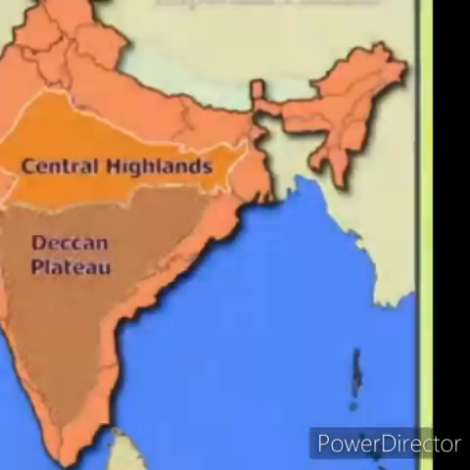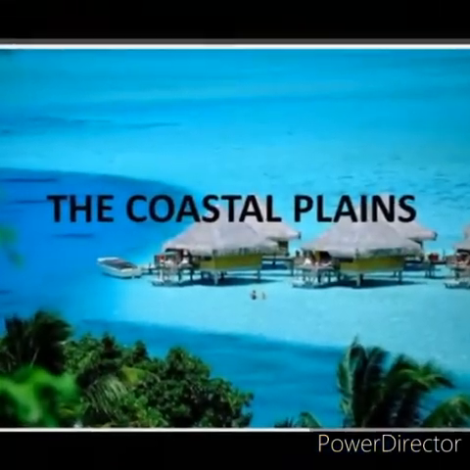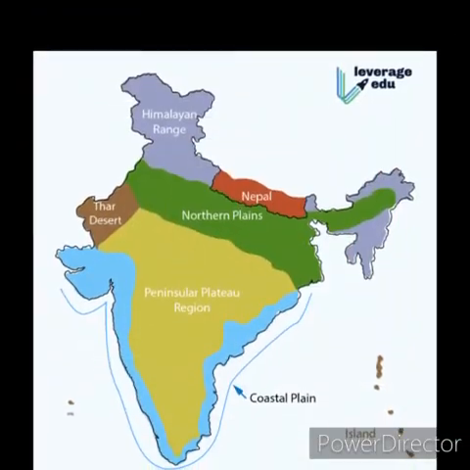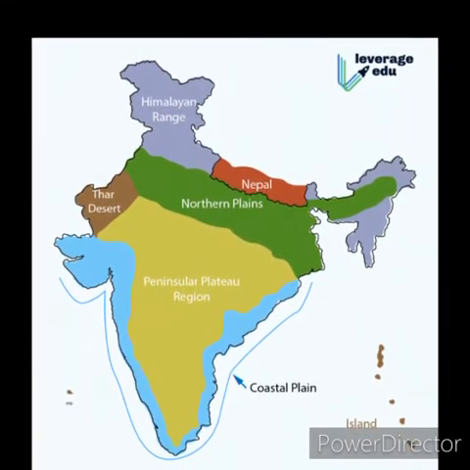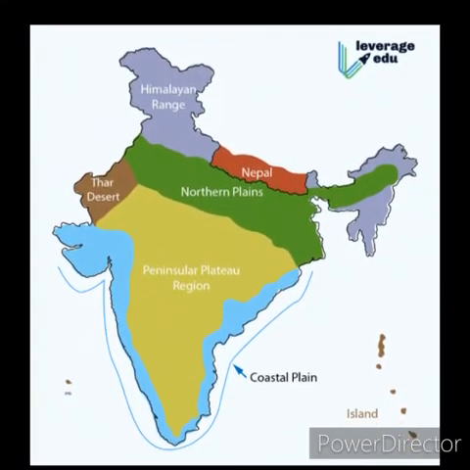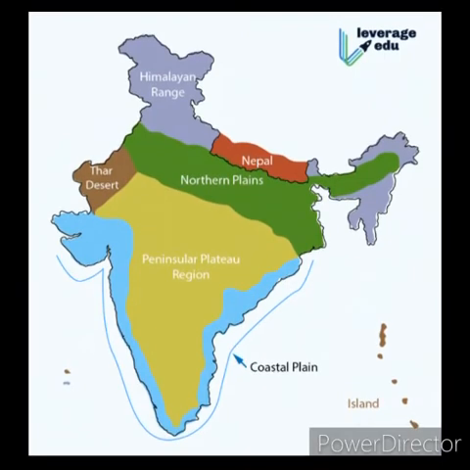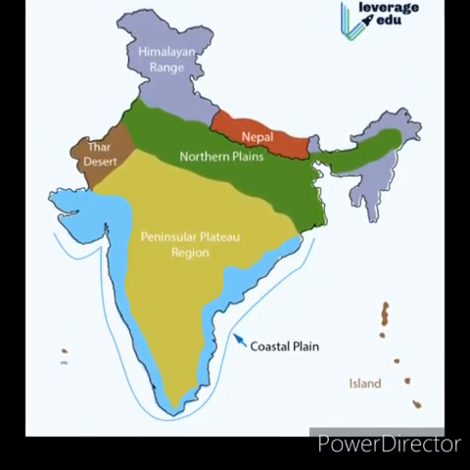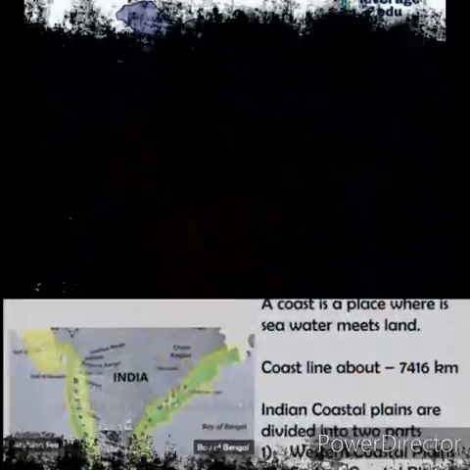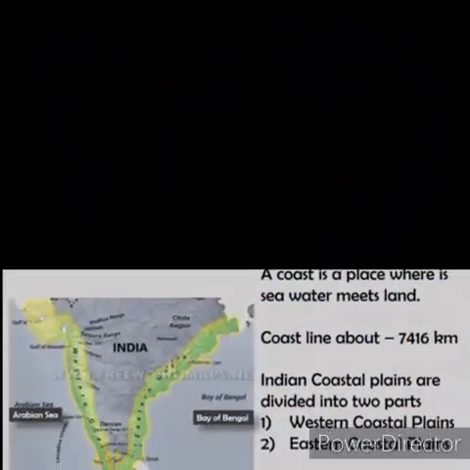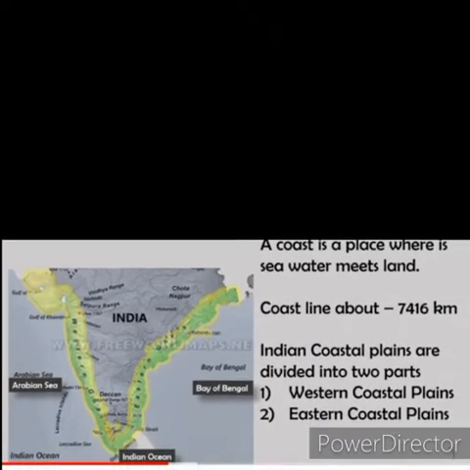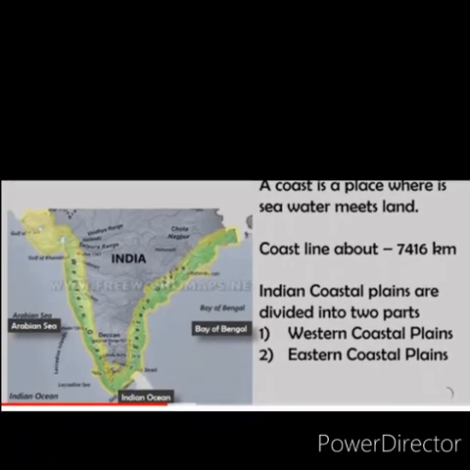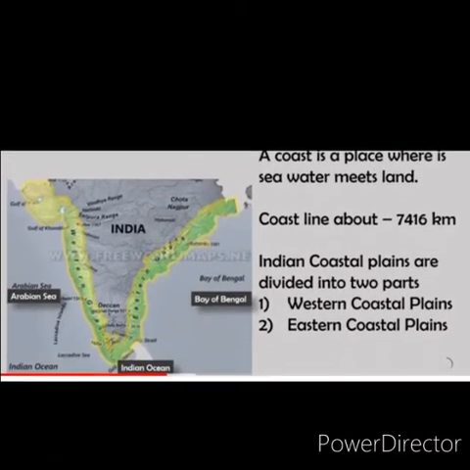Next is the coastal plains. Now, the peninsular plateaus are surrounded by the plains along the coast. So, these plains along the coast are known as the coastal plains. They are divided into two parts, that is the eastern coastal plains, which is towards the east, and the western coastal plains, which is towards the west.